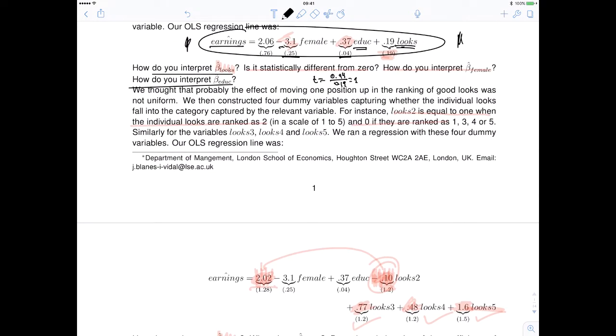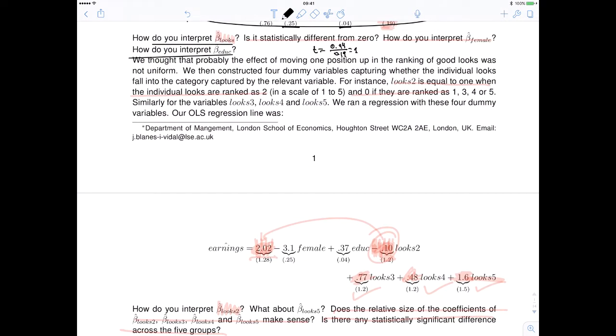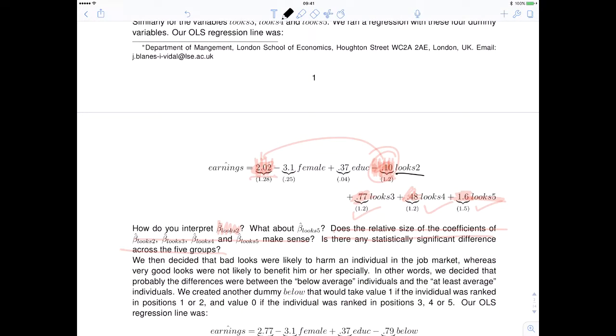Next, we move on to this idea of looks. If you think about it, you're trying to get some sort of pattern or structure of this looks variable by not looking at it as a single variable, by dissecting it into different dummy variables. So you have looks 2, looks 3, looks 4, looks 5. Now, how do you interpret beta hat looks 2, this minus 0.10?